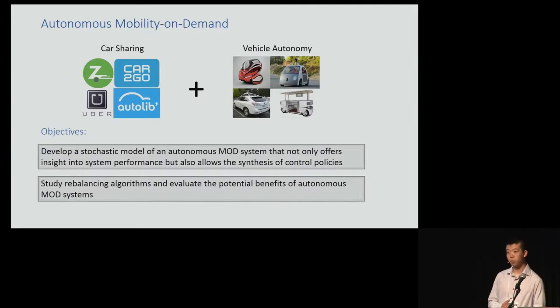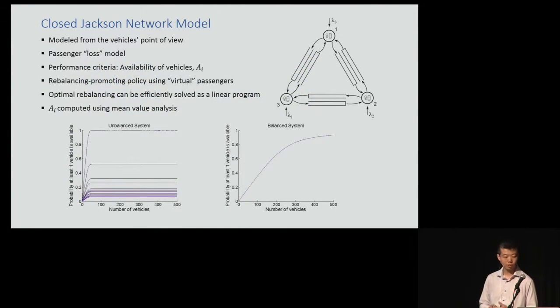Now, the first problem you run into is something called the rebalancing problem. Because some destinations are more popular than others, some cars will inevitably accumulate, so some parts of the city will aggregate more cars and other parts will be depleted of cars. So the cars have to drive themselves to rebalance the system. Our objectives are to develop stochastic models and analyze the potential benefits and drawbacks of these systems.